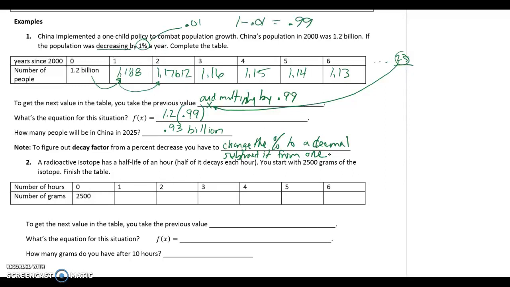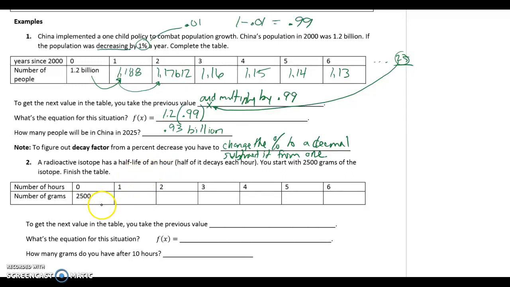Here's another example. A radioactive isotope has a half-life of an hour. So in other words, half of it decays each hour. You start with 2,500 grams of the isotope, so we're starting at 2,500 at time 0. We're going to lose half of it every hour.